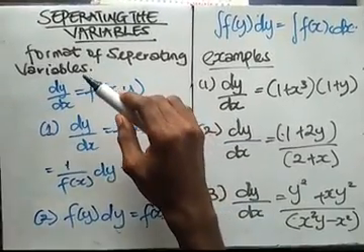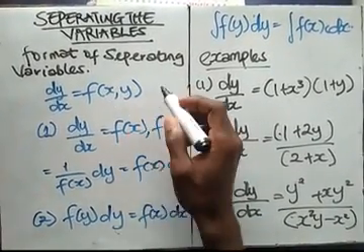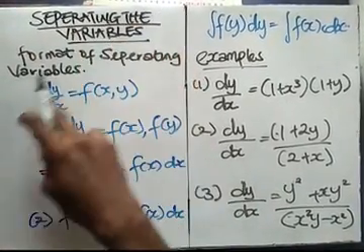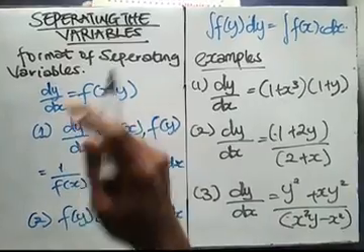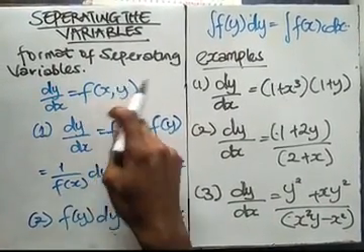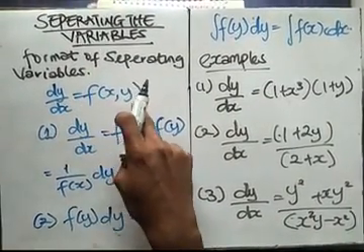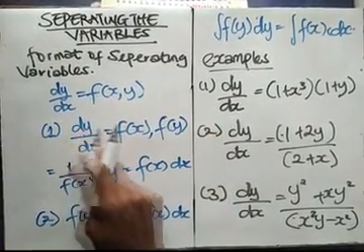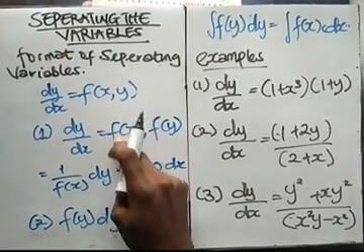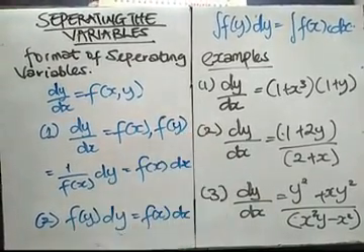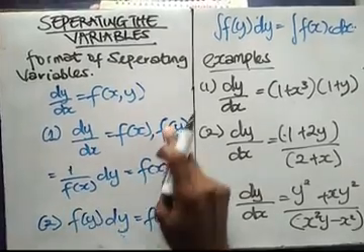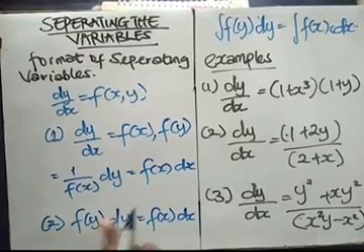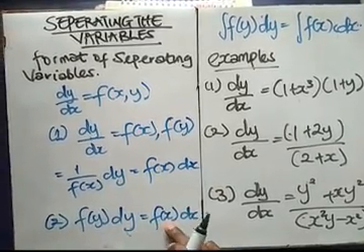In our previous lecture, we discussed methods of solving differential equations, and here is the second method of solving differential equations, which is separating variables. Format of separating variables: if a function is given as dy over dx, it is a function of x and y. It can be separated in different forms. Here is the first form: dy over dx equals f of x times f of y. It can also be given in this form: f of y dy equals f of x dx.